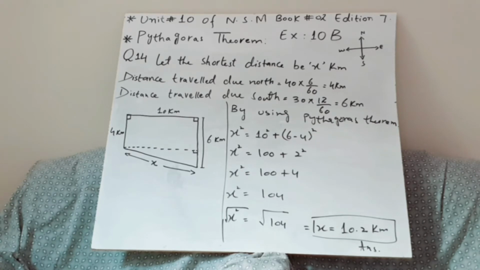If you want to find the shortest distance by taking the triangle of 4 kilometer and 10 kilometer, with a diagonal between them, you can also find it. But when you find it, it will be greater than 10.2. So that is the shortest distance which they asked, and that's why we have taken this triangle. Okay, let's move on to question number 15.